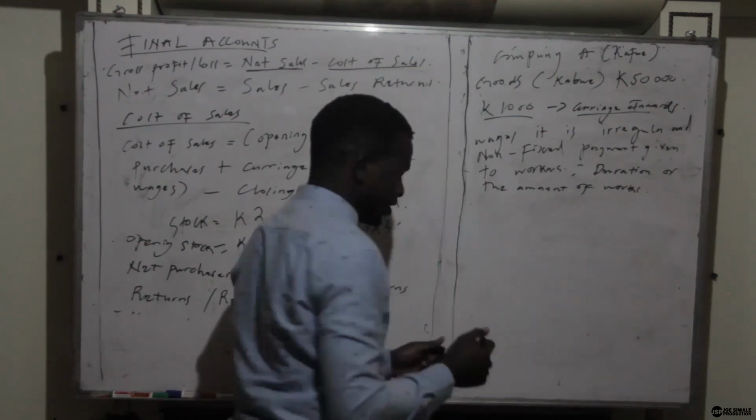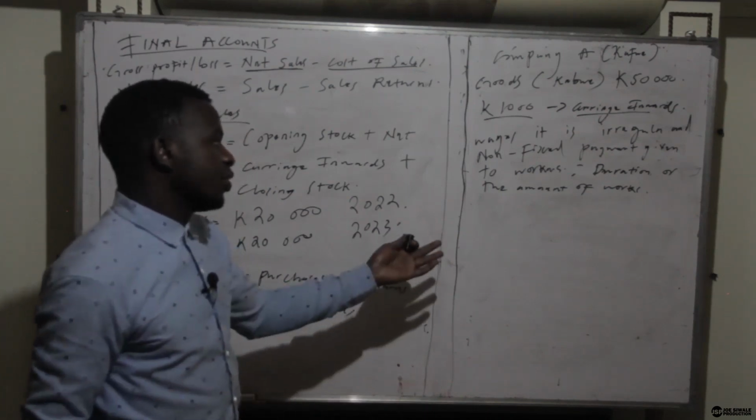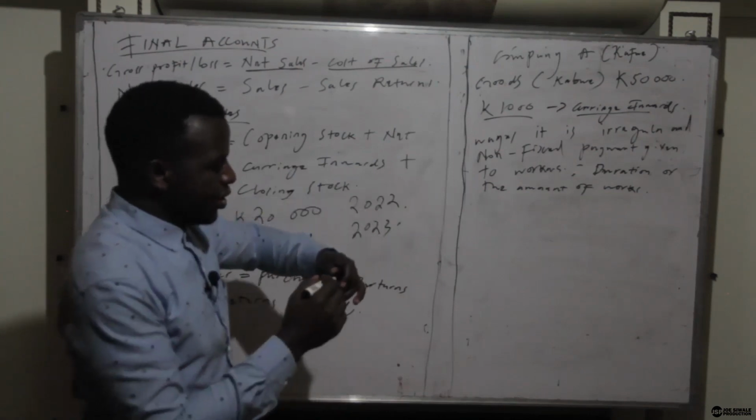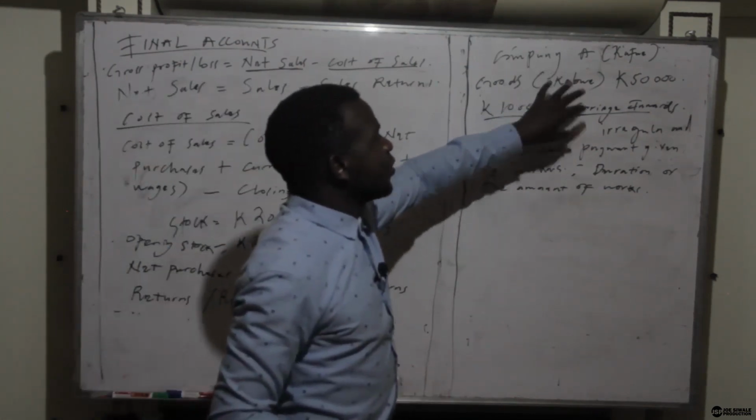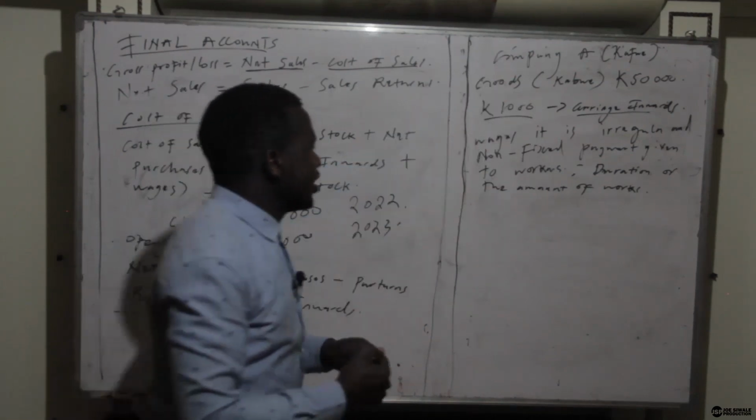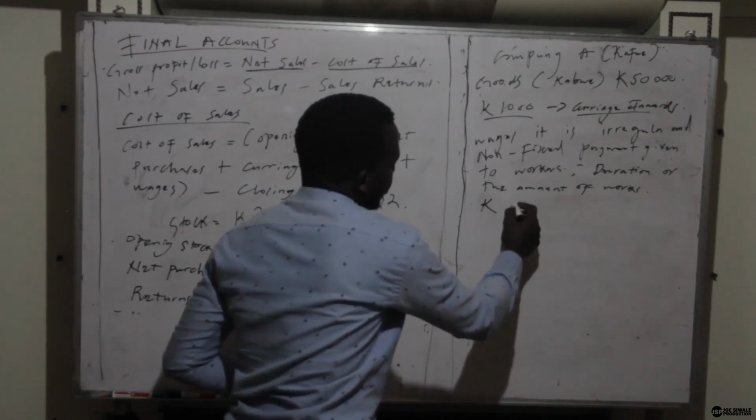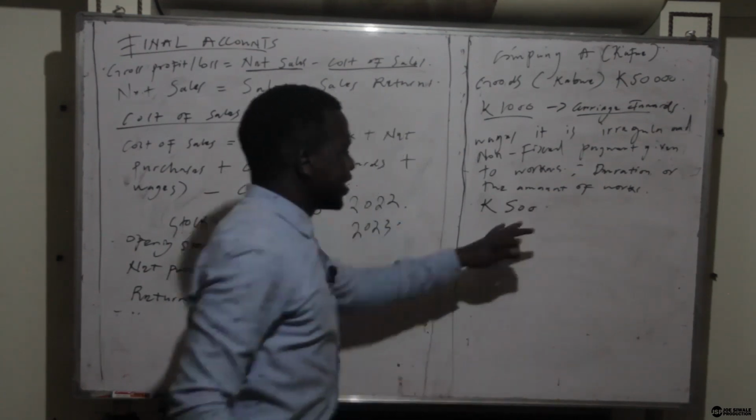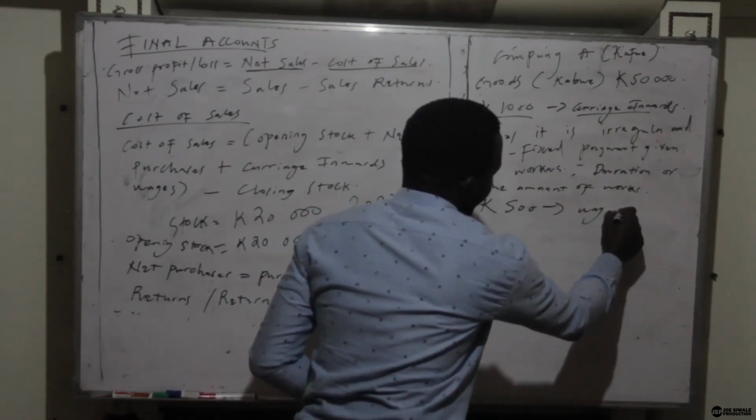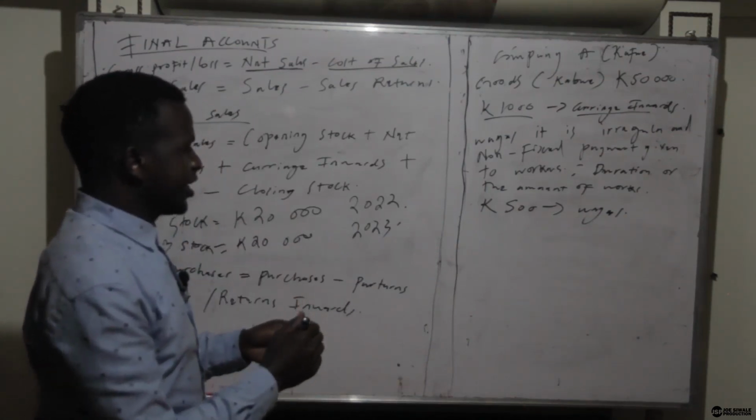So that's wages. And this type of work can be loading or offloading the goods. So for example, if loading them and offloading them into a truck actually cost company A 500 kwacha, that means that this 500 kwacha, we are going to count it as wages, and this has to be added to purchases. So that's wages.